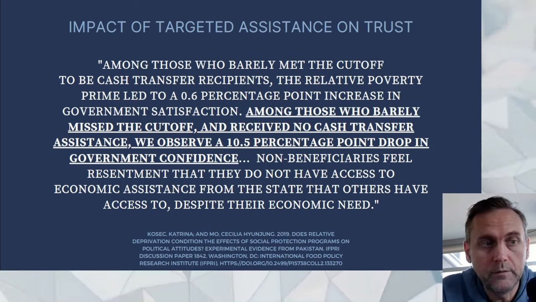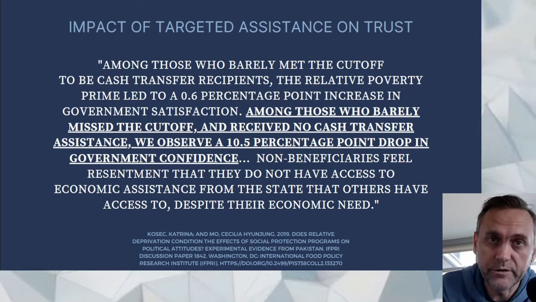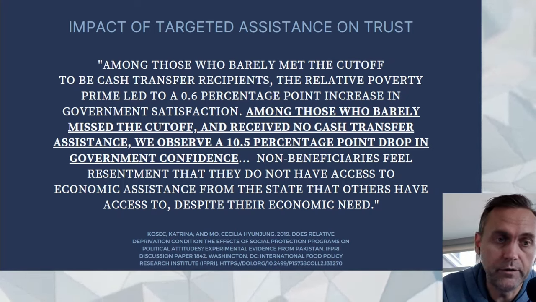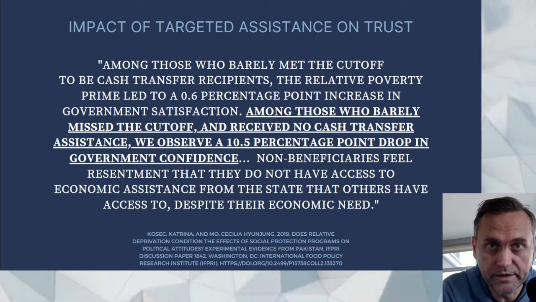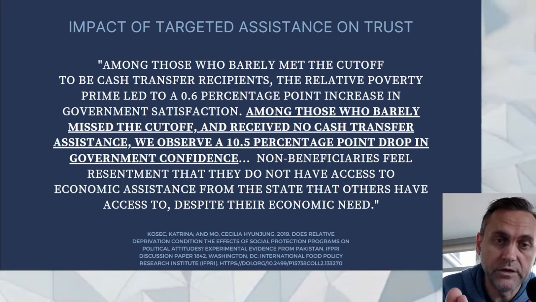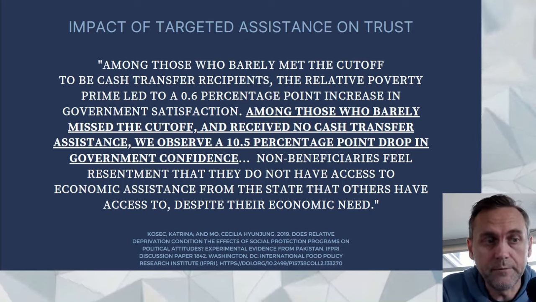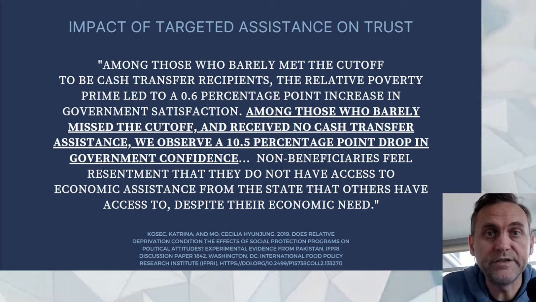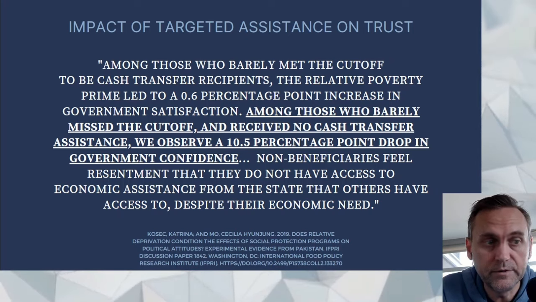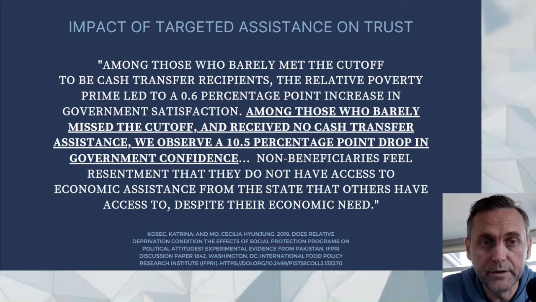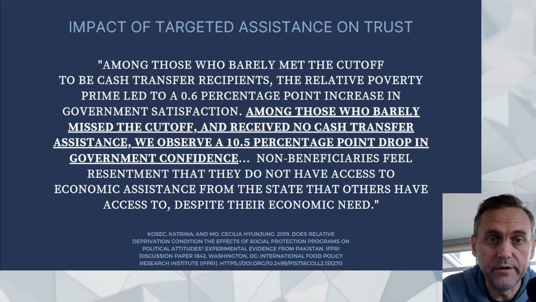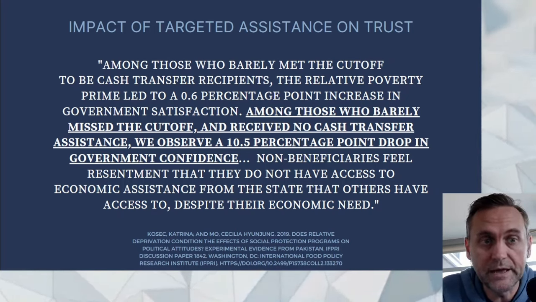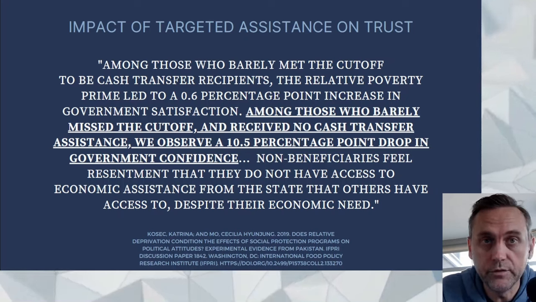So to simplify this, basically, when you draw an arbitrary line and you have this means-tested, conditional benefit where those on one side of the line get the cash assistance and those on the other side don't, then people who get it see their satisfaction with government increase by a point. But if you're on the other side of that line and you don't get it, then government dissatisfaction drops by 10 points. So it's a huge difference.